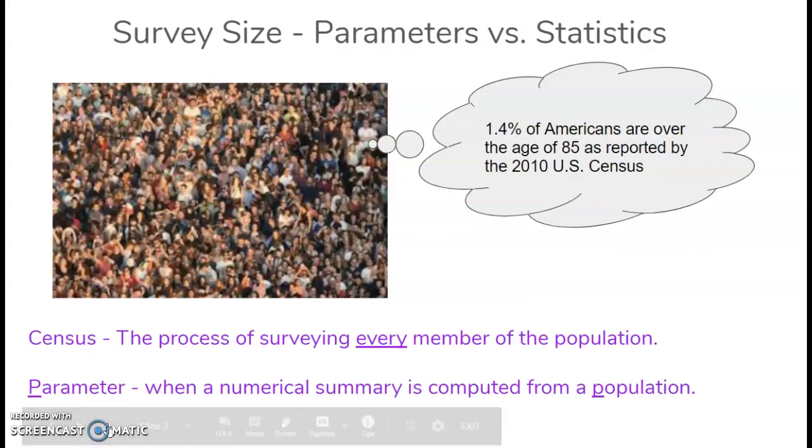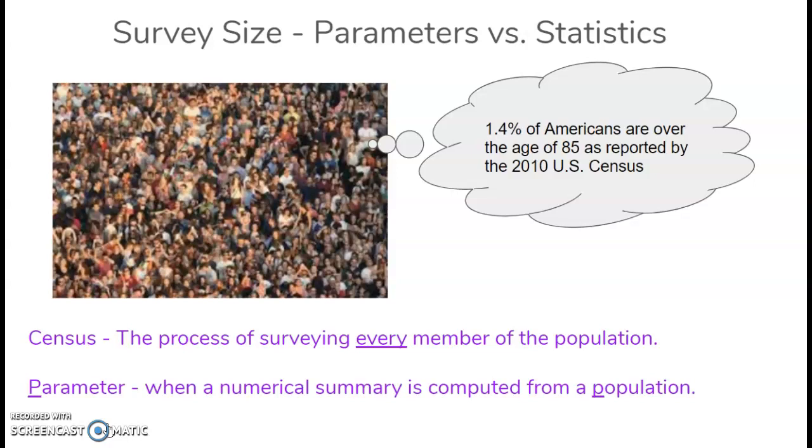Two other words related to population are census and parameter. A census is the process of surveying every member of the population. I believe the US Census is taking place this year. Every single person in the United States is supposed to log in and answer questions about themselves.